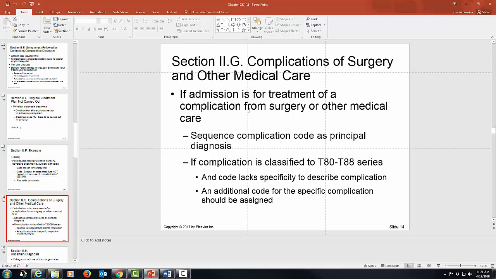Okay, section G, complications of surgery and other medical care. If an admission is for treatment of a complication from a surgery or other medical care, then we want to sequence that complication code as the principal diagnosis. If the complication is classified in the T80 through T88 series, the code lacks specificity to describe the complication, so an additional code for the specific complication should be assigned.